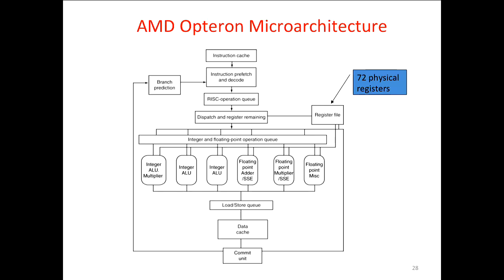To learn about how all that works, you should take 152. But that's at the core of this machine. And then at the bottom is a commit unit that puts all the pieces back together again, so it looks to the program as if you just executed one instruction at a time.